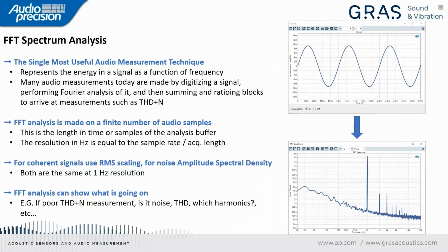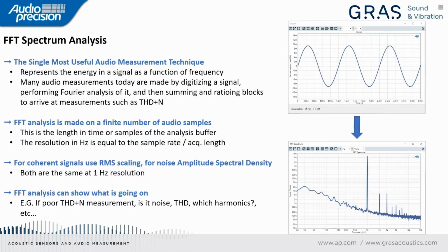So we can get distortion, we can get noise, we can find the amplitude of our signal. All of these things can come from looking at the spectrum of the signal. And this is actually how most, but not all, audio measurements are made today, is by digitally sampling a signal, doing a Fourier transform of that signal, and then divvying up the energy by frequency and sometimes summing and sometimes dividing to arrive at all the different measurements we want to see.